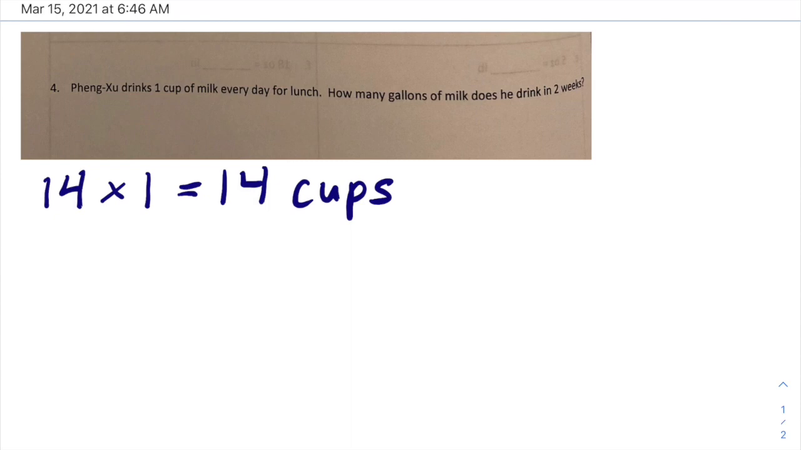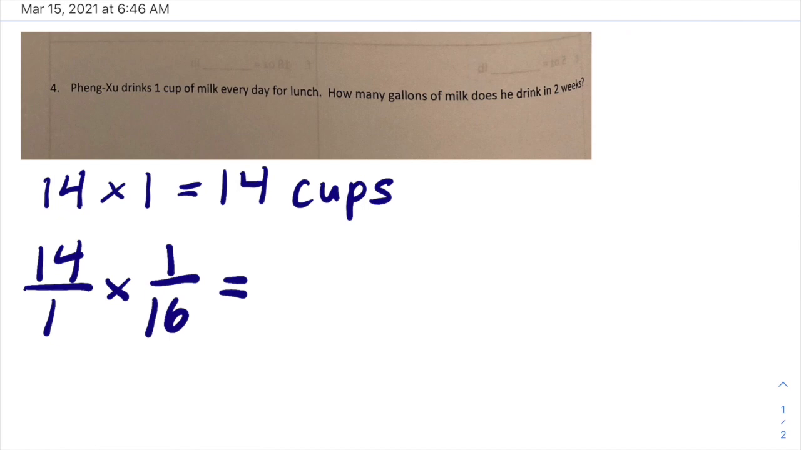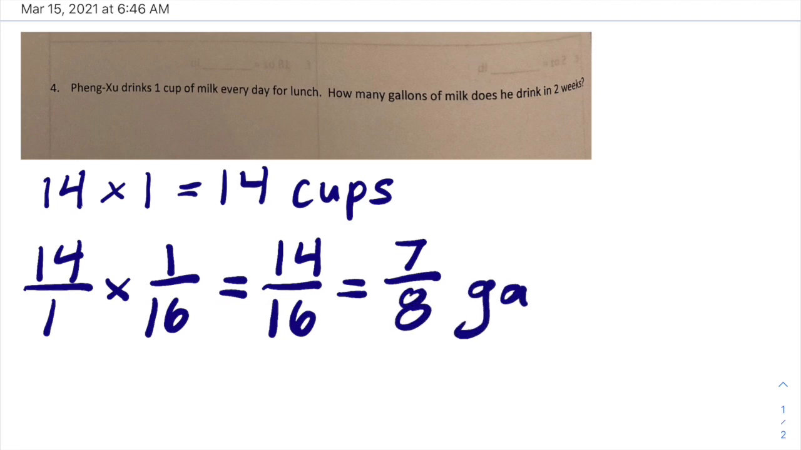So now I can finish my problem by saying I have 14 cups and I can multiply that by 1 over 16. And when I multiply that out, I get 14/16 of a gallon. Can I make that smaller? Can I put it in reduced form to see how many gallons that would be? 7/8 gallons of milk.